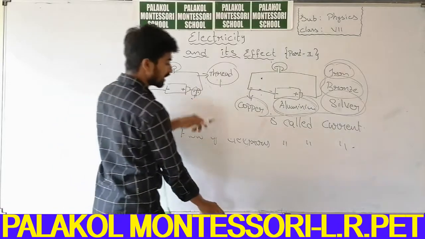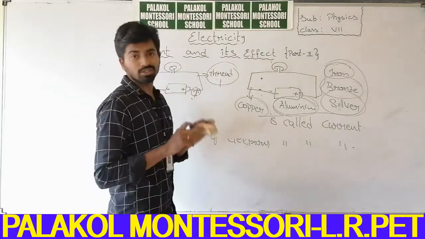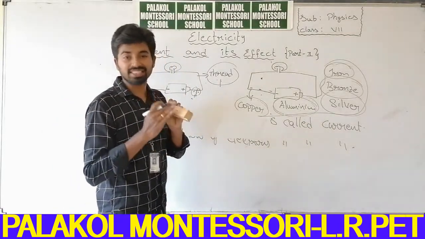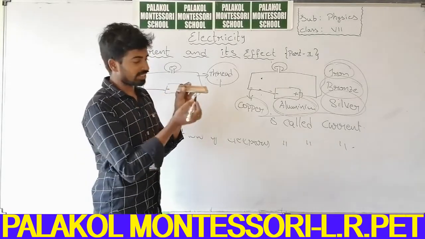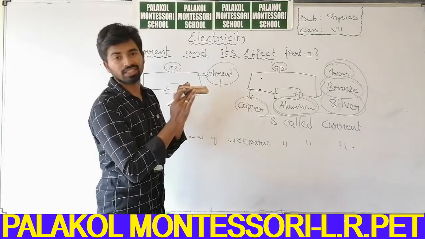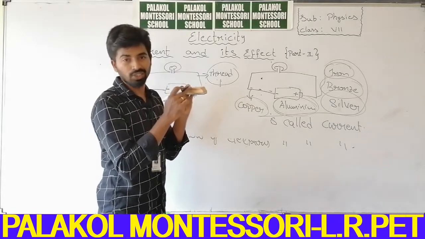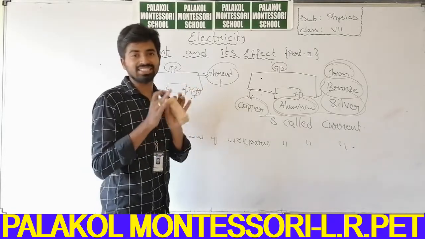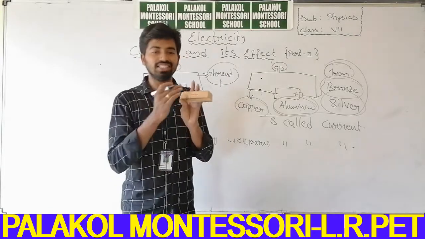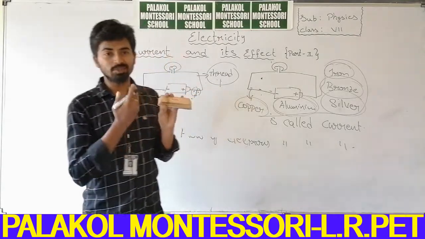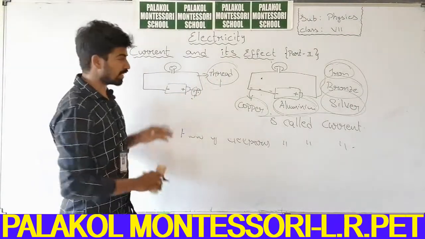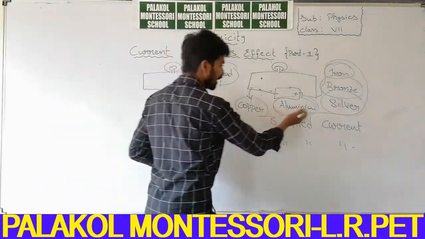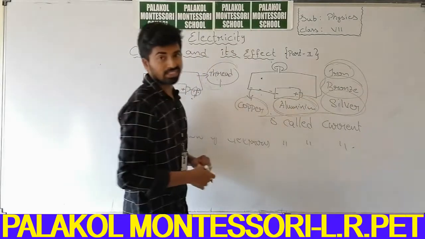Even wood is not a conductor. It doesn't allow the current. It also consists of electrons, but the electrons inside the wood don't want to move; they just sit in their positions. The electrons in some materials do not move. That's why we use only particular metals.